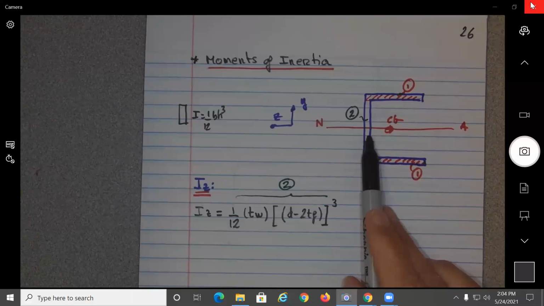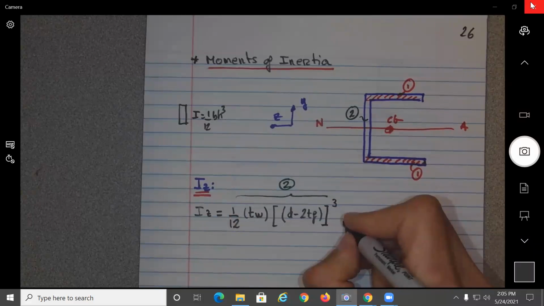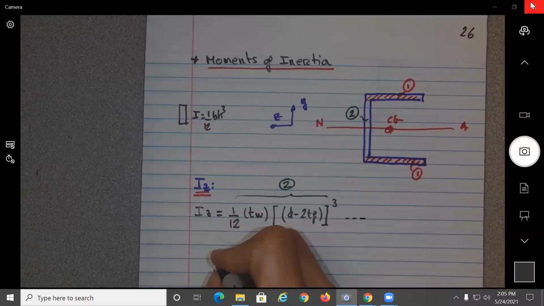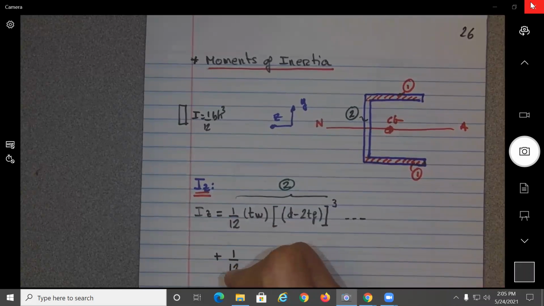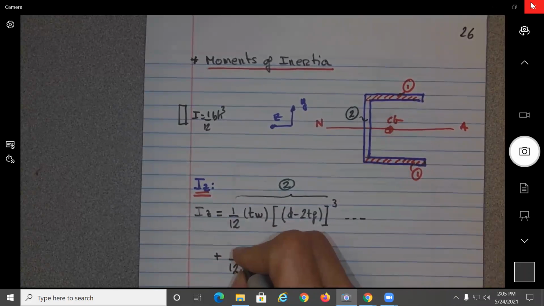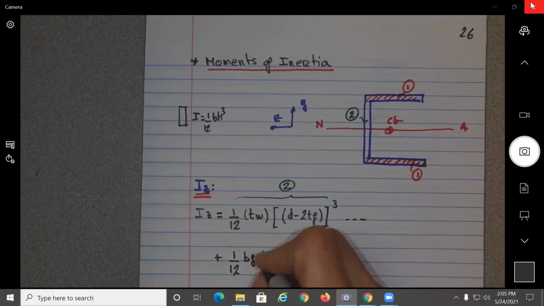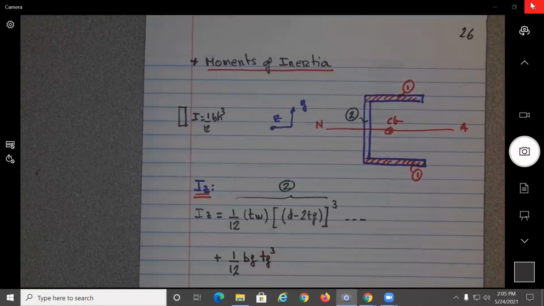Now, what will be the I using this equation of 1? What would that be? Would be 1/12. Now, what would be the base? Would be the whole thing, which is DF. And then what was the thickness? T sub f cubed.